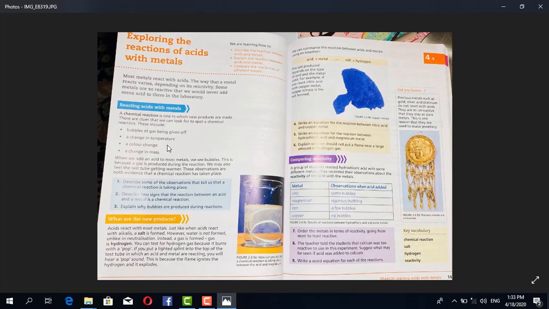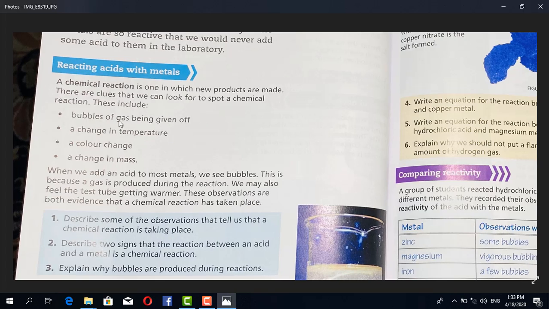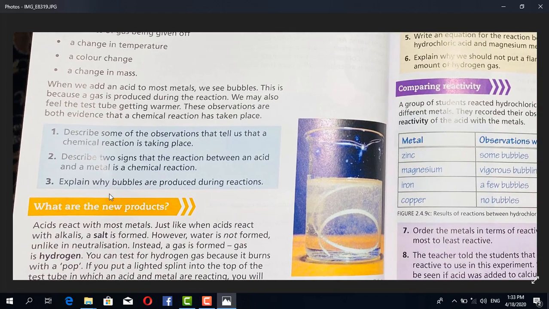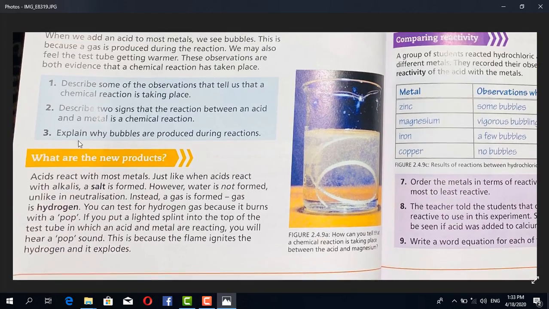For example, you would have bubbles, a bubbly appearance that tells you that you've got a gas being given off. A change in temperature could be exothermic or endothermic, a color change, or a change in the mass. What are the new products?